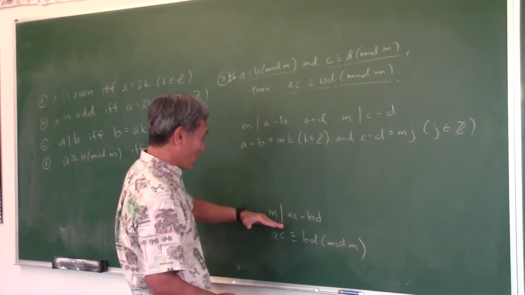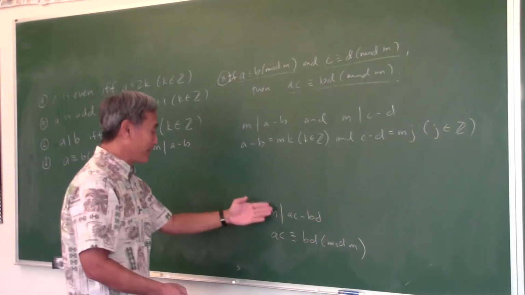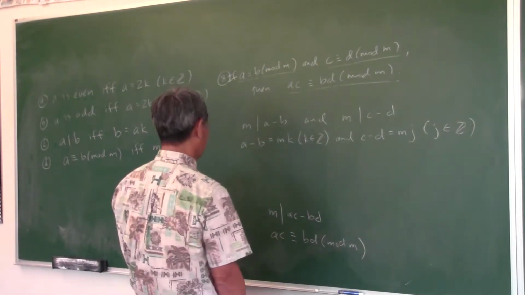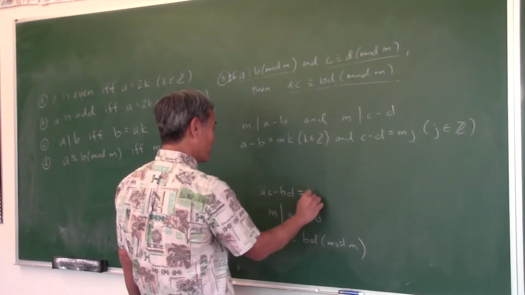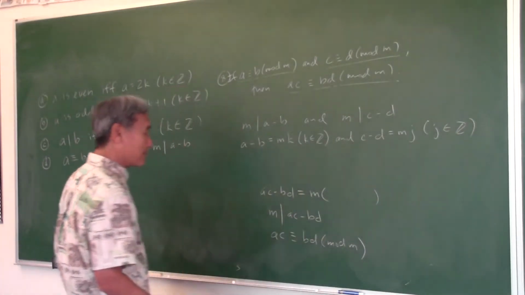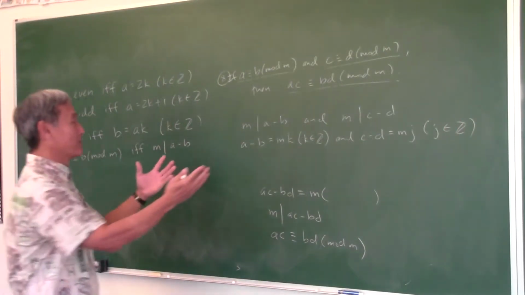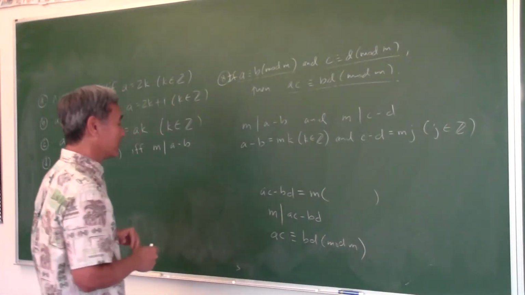And then, what would have to be the step right before this? Well, what's the definition of M is a factor of AC minus BD? That means AC minus BD would have to equal M times some integer. Okay, so that's what you have to do with these equations. I need to work with these equations so that I can get here.